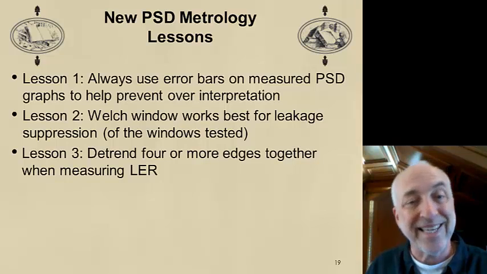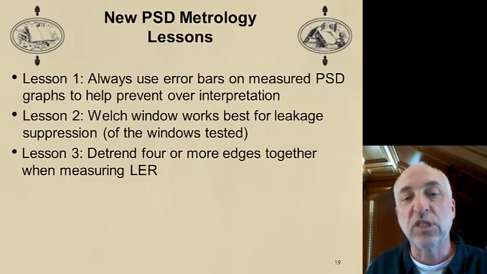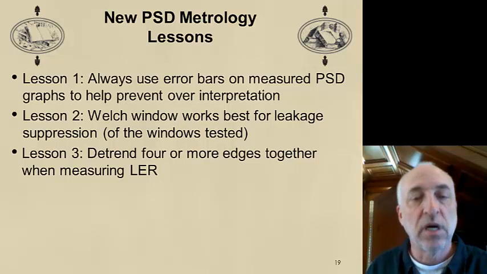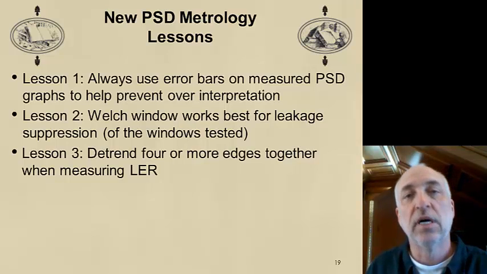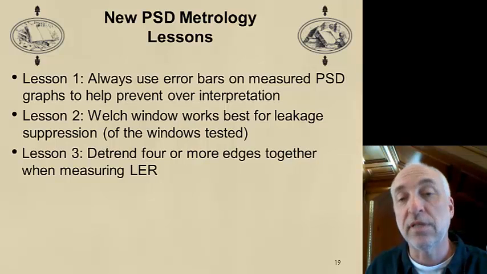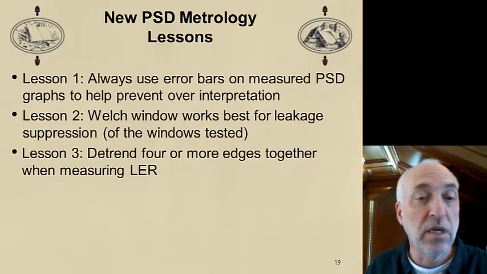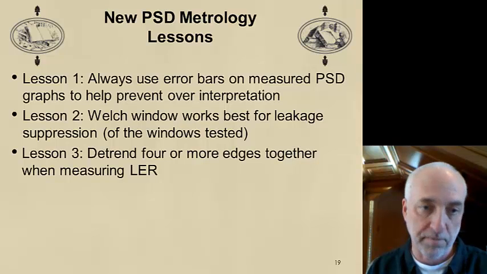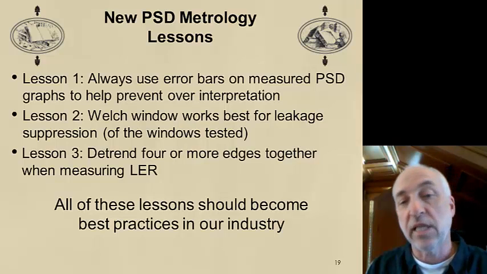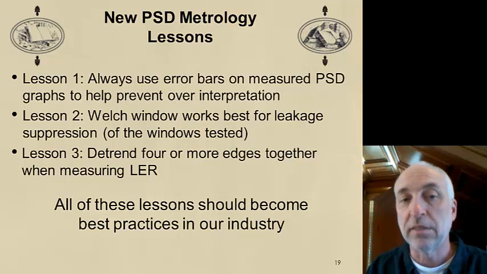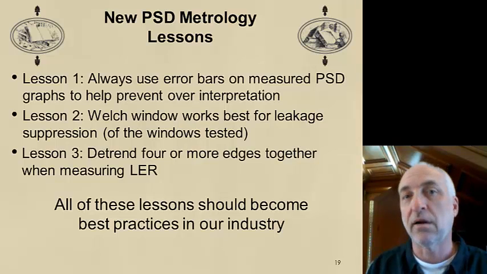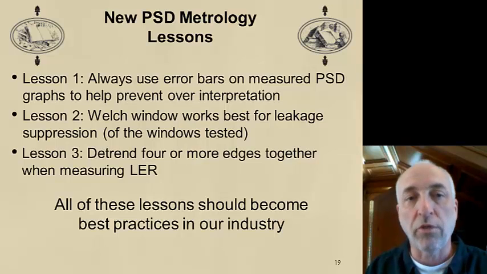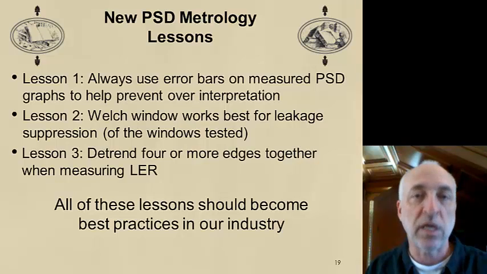When we're measuring LER, line edge roughness, we should detrend as many edges as we can together. 4 or more is preferred. Of course, every feature will tend to have at least 2, and that's better than nothing, but if we can get 4 or 6 edges together, we can improve things significantly. All of these lessons learned should become industry best practices. They are, I think, not always very common in our industry, but we should start using all 3 of these techniques every single time we measure and display PSD information.